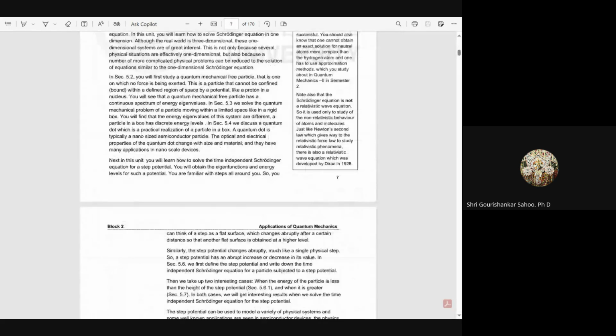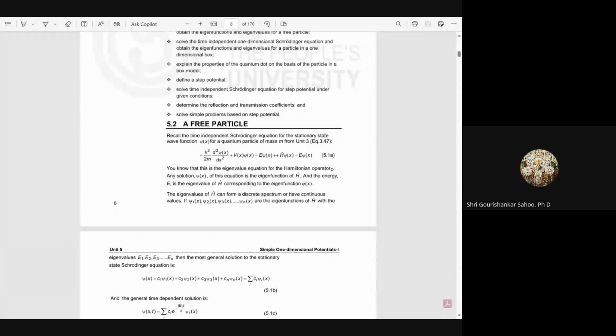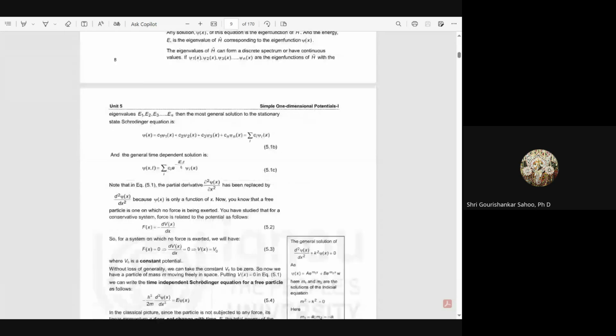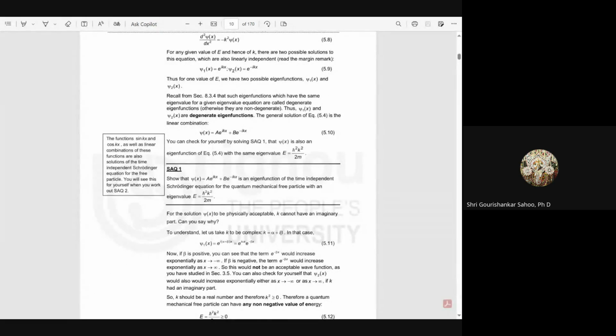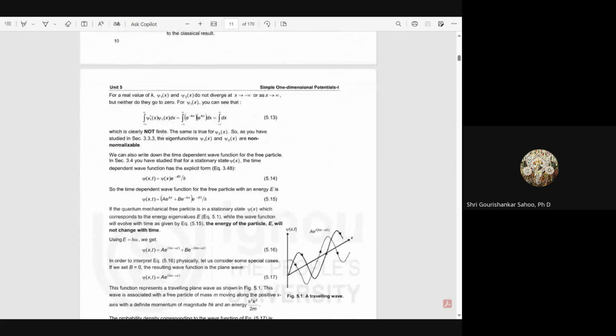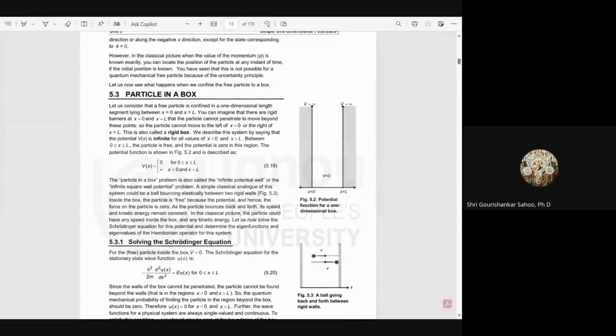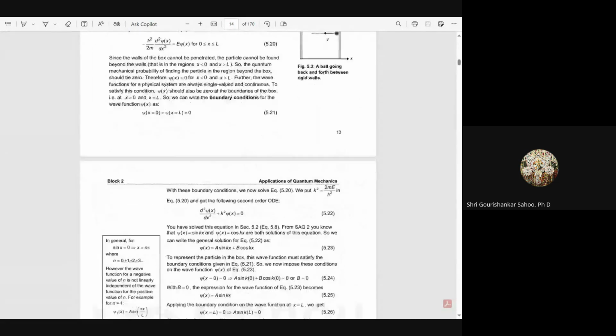You can see the free particle, where there is no potential energy, or U is equal to 0, and I have described how psi can be written as A e to the power ikx plus B e to the power minus ikx, one in a positive x direction, another in minus x direction. And particle in a box. There are two regions. In regions 1 and 3 there is no potential, and here we can discuss it.